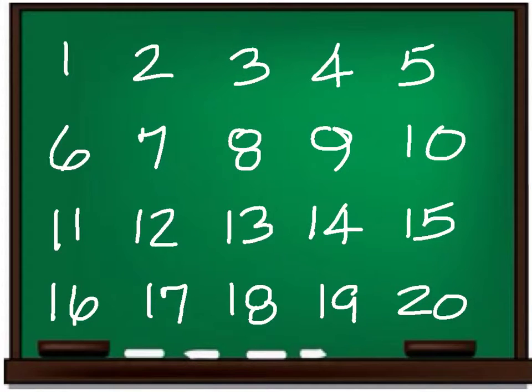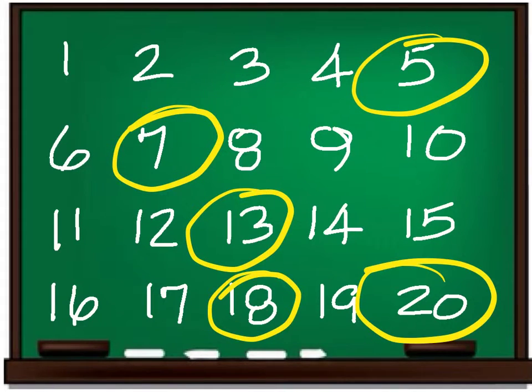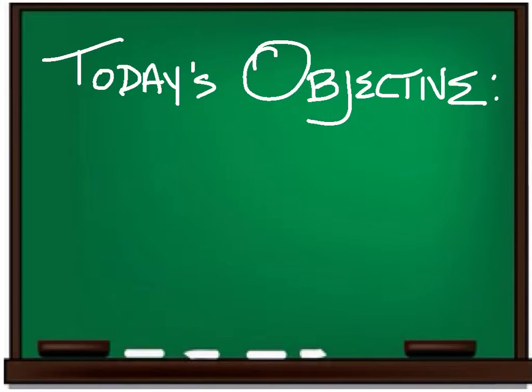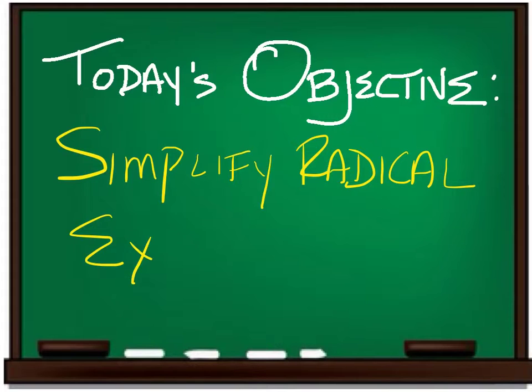The winning numbers today for the first lottery are 5, 7, 13, 18, and 20. Today's objective is to simplify radical expressions. There is a test tomorrow. It will have 20 multiple choice questions on it and 5 extra credit multiple choice questions.